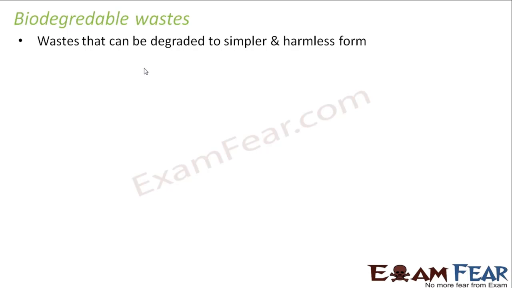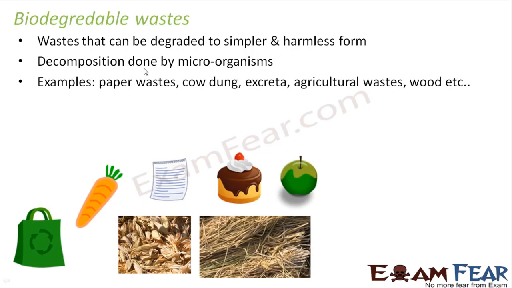Now, if those waste materials can be degraded into simpler forms by some living organism so that they become harmless, then it is good, right? So such wastes are biodegradable. So who are those living organisms who cause this degradation? This decomposition is done by the microorganisms, like bacteria and fungi. They are famous. They fall under the category of decomposers, right? So this decomposition is done by such microorganisms. So examples would be paper wastes, cow dung, excreta, agricultural wastes, wood, etc. So these kinds of wastes fall under the category of biodegradable wastes.